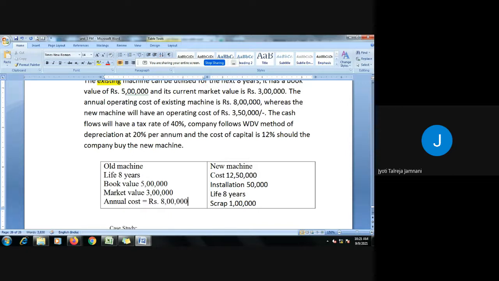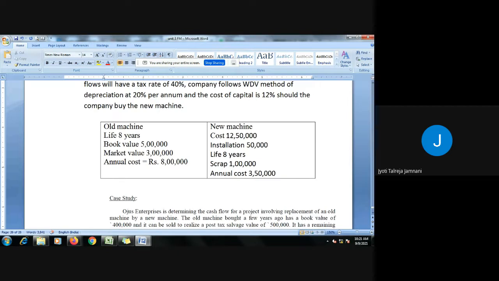Then whereas the new machine will have an annual operating cost of 3 lakh 50. So for the new machine, the annual cost is 3 lakh 50. Operating cost means day-to-day manufacturing related costs. The cash flows will have a tax rate of 40%. So this is common. We'll not write it in old or new. We'll write tax is equal to 40%.